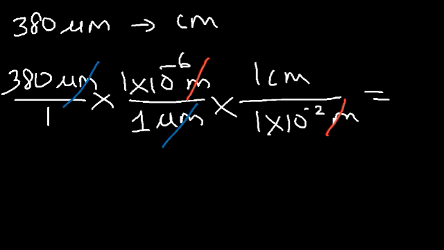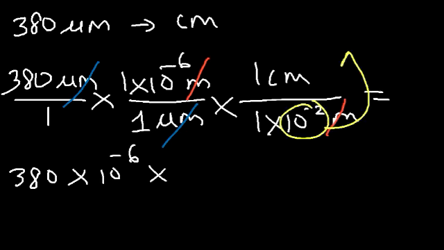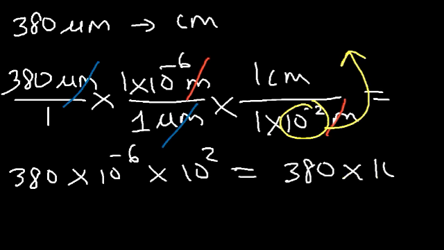So it's going to be 380 times 10 to the negative 6, and then we're going to take this, move it to the top, so the negative 2 will become positive 2. Negative 6 plus 2 is negative 4. So we have 380 times 10 to the negative 4. Now we need to move the decimal so that it's between the 3 and the 8. The number has to be between 1 and 10. So we need to move it 2 units to the left.